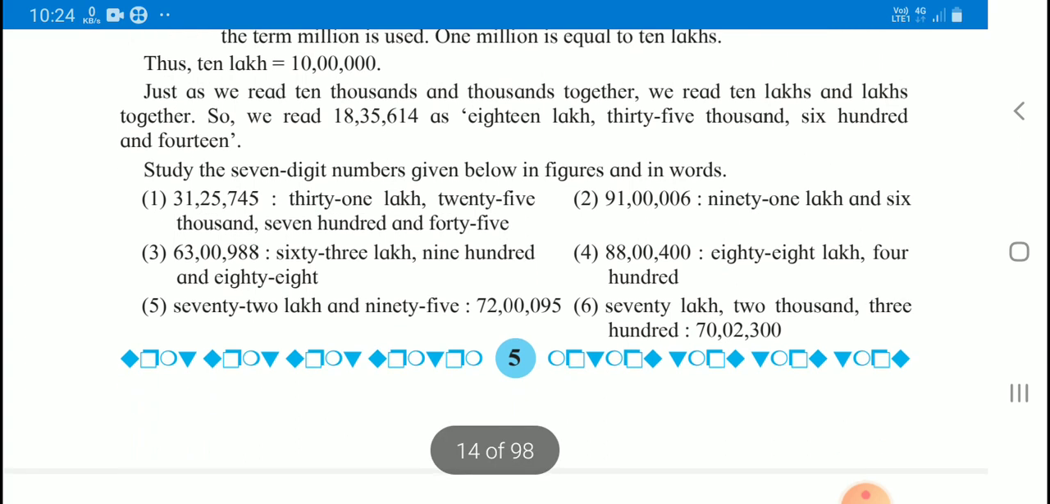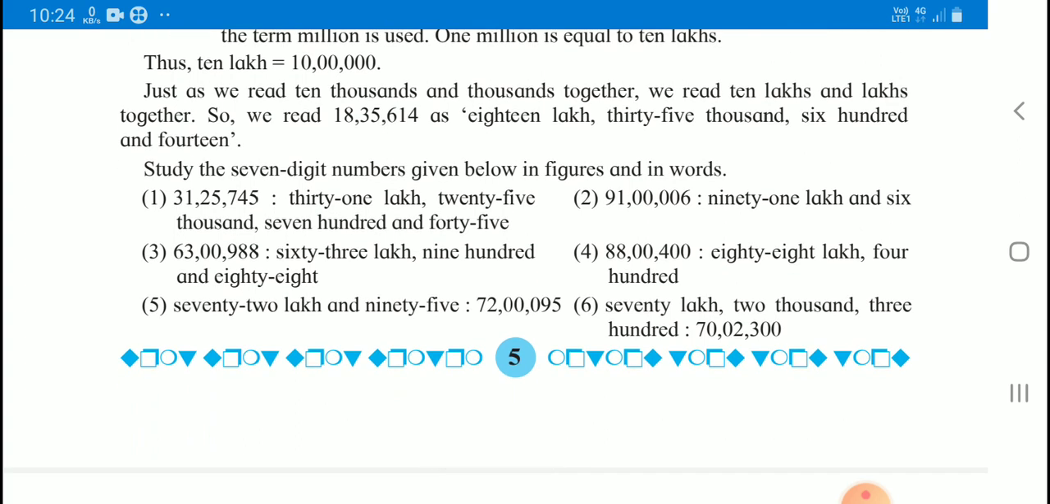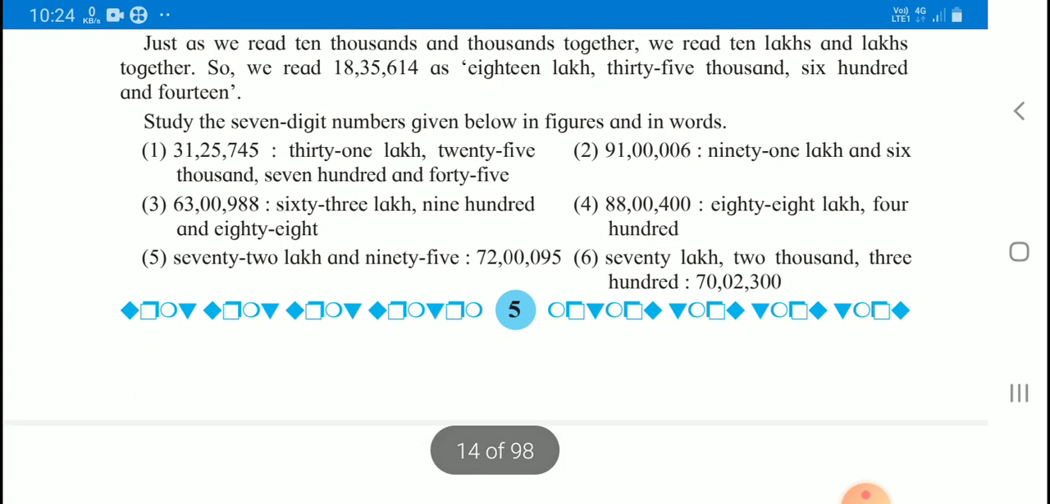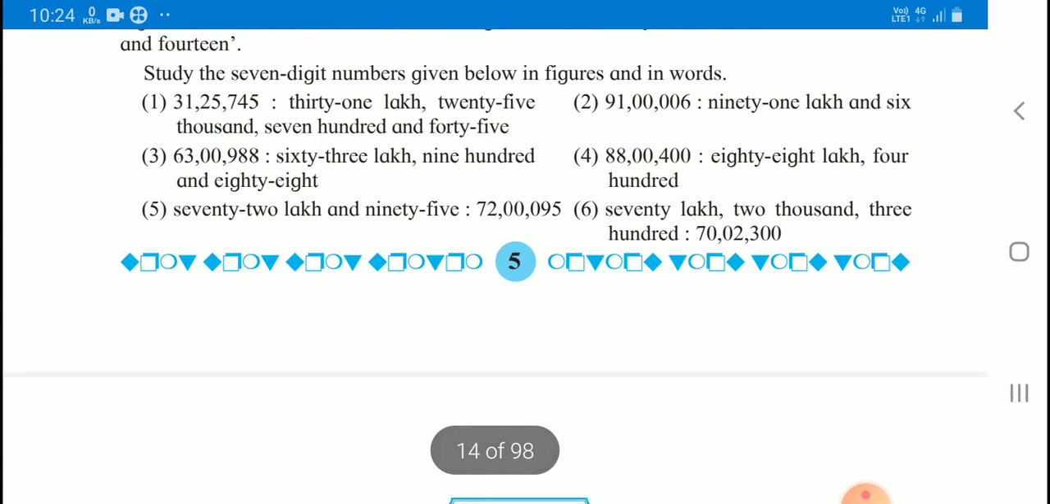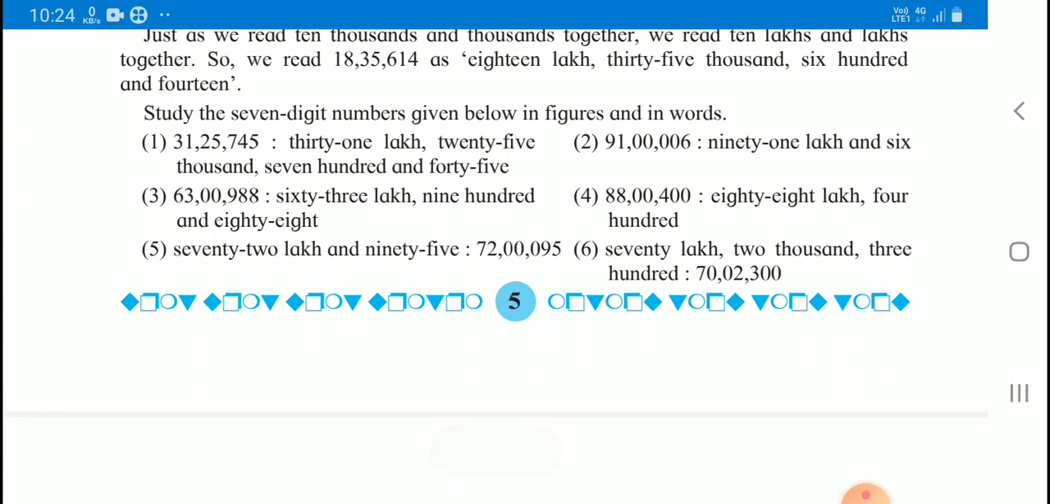31,25,745. We will read it as 31 lakh 25,745. Second number is 91,00,006. If you will see here tens place, 100 place, 1000 place and 10,000 place numbers are absent. So we had written 0 in the place of that numbers. So the number we have to read it as 91 lakh and 6.